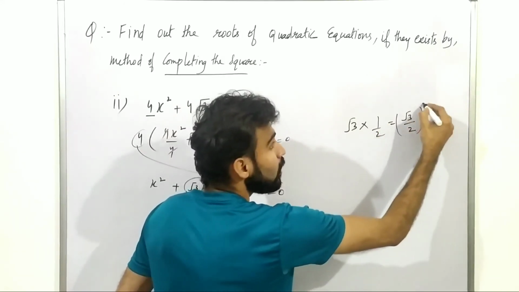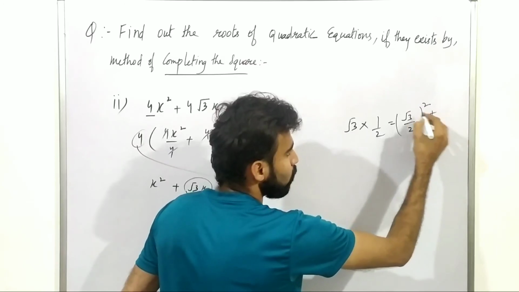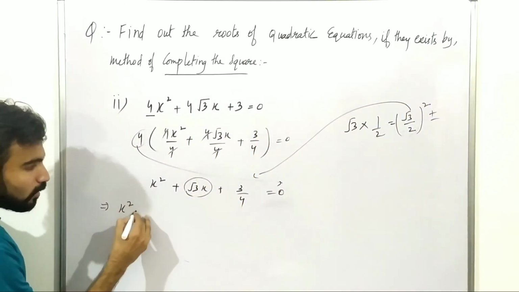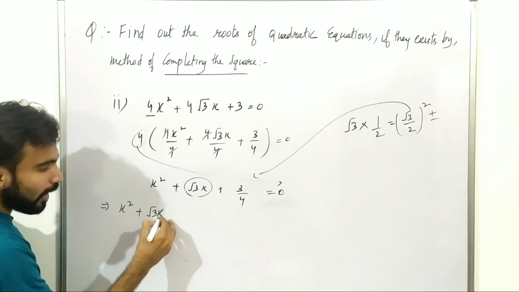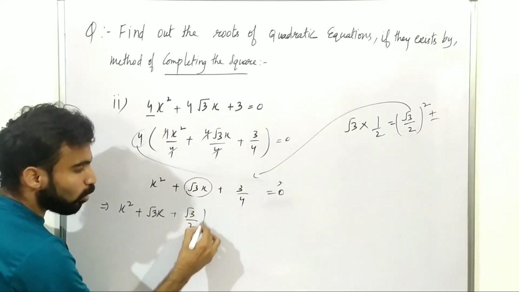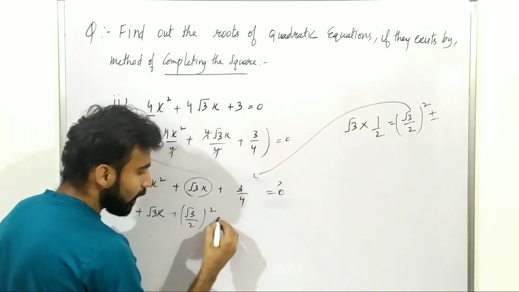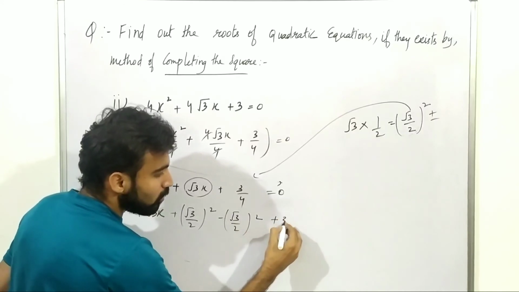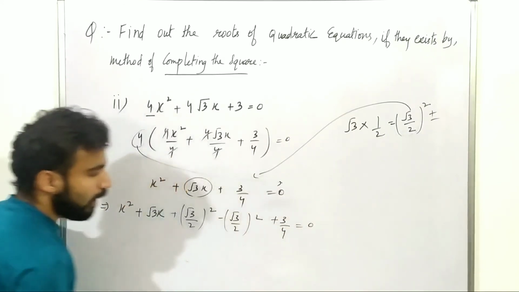Now square this and add as well as subtract it in this equation. So doing the same, that will be x square plus root 3x. First I'm adding this number, so plus root 3 by 2 whole square. Further I'm subtracting it, minus root 3 by 2 whole square. Then there is plus 3 by 4 as it is, equal to 0.